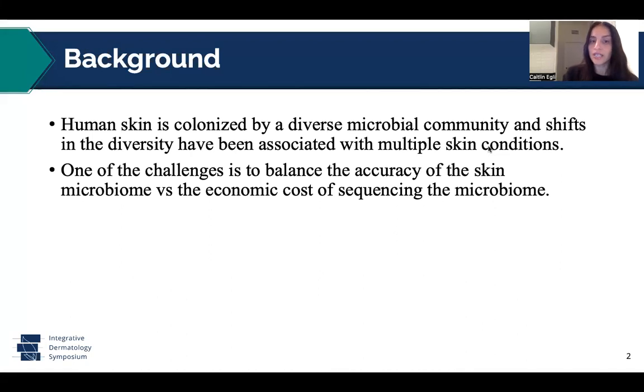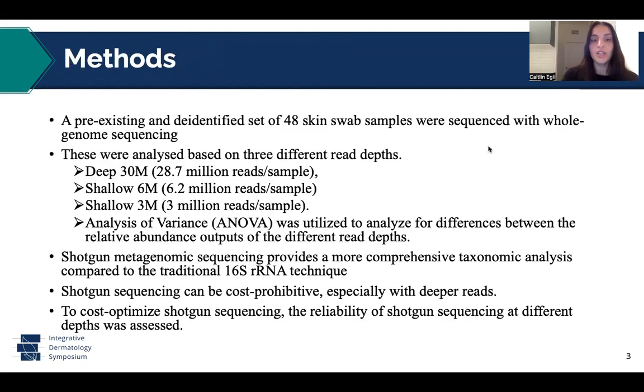Human skin is colonized by a diverse microbial community, and shifts in the diversity have been associated with multiple skin conditions. One of the challenges is to balance the accuracy of the skin microbiome versus the economic cost of sequencing the microbiome. To assess this, a set of 48 skin swabs were sequenced with whole genome sequencing and analyzed based on 3 different read depths.